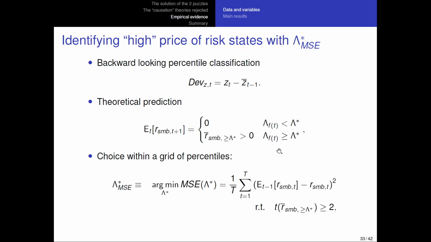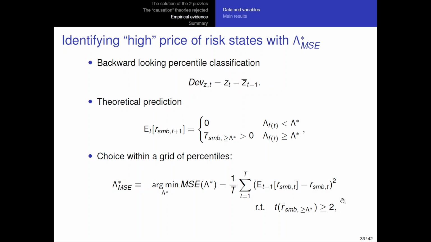Now, the choice that I will make to choose what is lambda star, lambda star mean squared error, is going to be, well, I'm going to minimize the mean squared error of this prediction here, right? So if this model is correct, what is, in a grid of percentiles, the percentile that minimizes this thing? And I also wanted the size premium to be significant. So there's an extra restriction that I have, although it's not really binding actually.